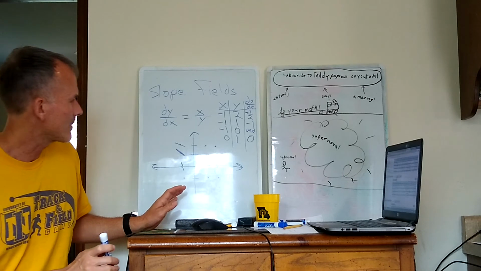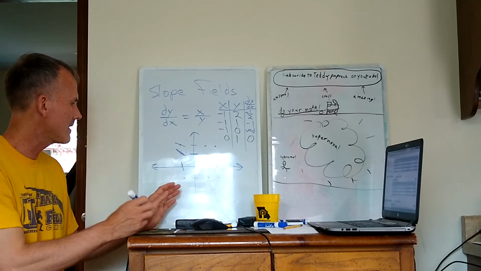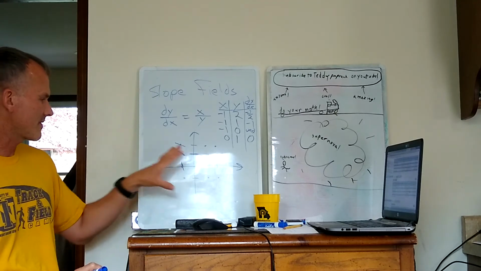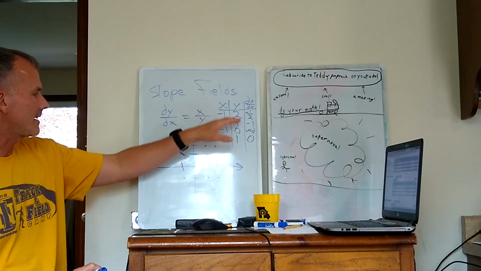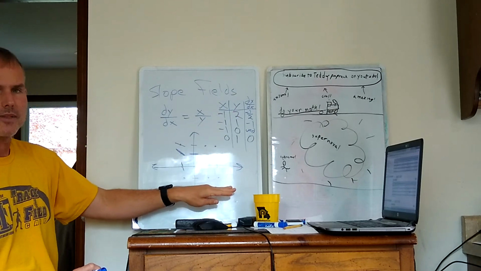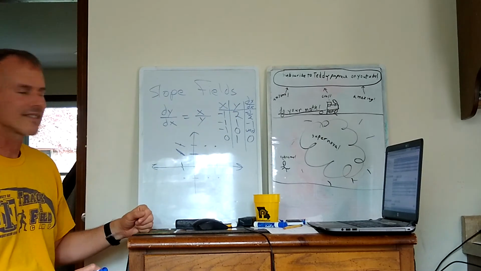All right, so anyway, one task is to create a slope field, and that's how to do it. This is a pretty big slope field, but it doesn't take that much time to do. You just go one point at a time.